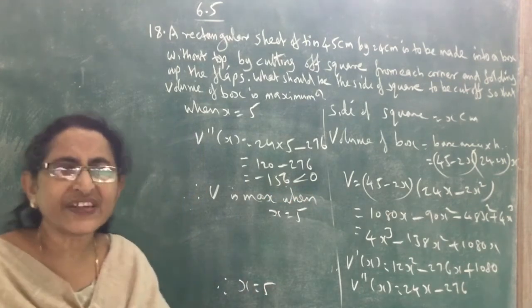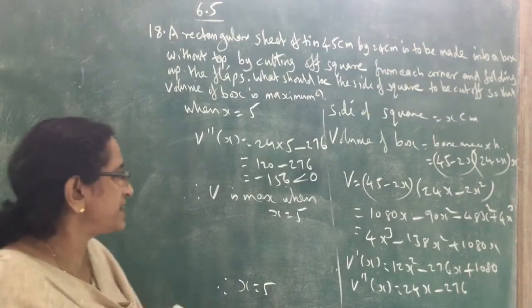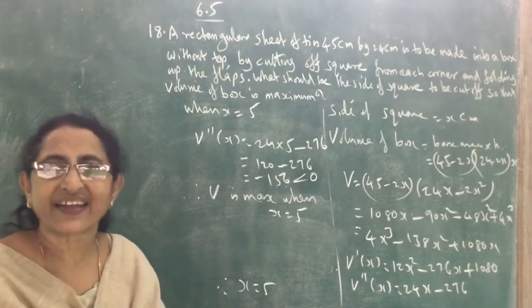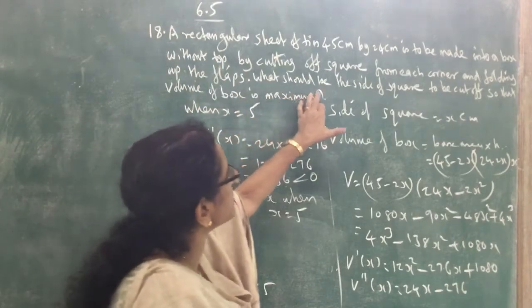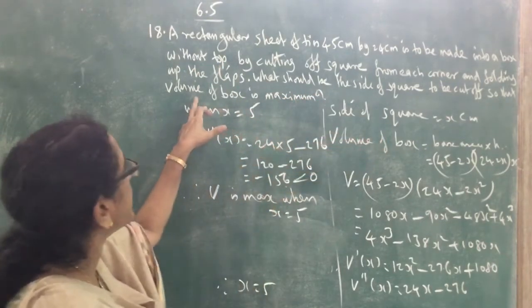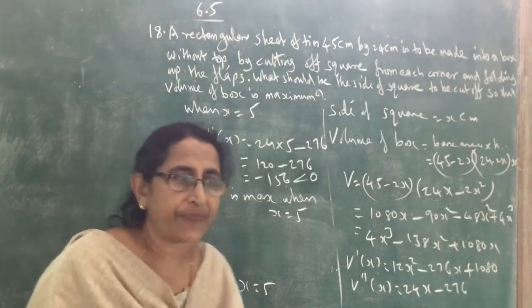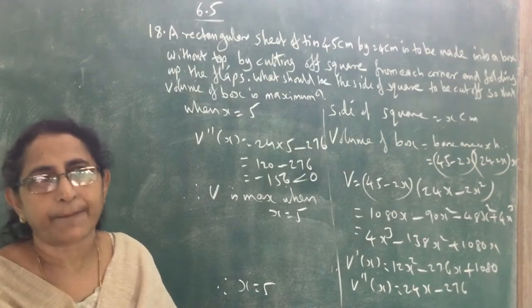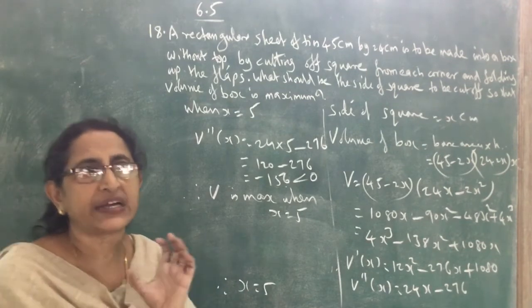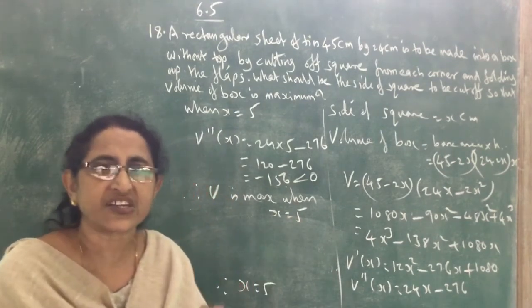So when the side of the square cut off is 5 centimeter, the volume of the box is maximum. That is what we want to find. The question is: what should be the side of the square to be cut off so that the volume of the box is maximum. So that is the answer. When x equal to 5, the volume of the box is maximum, so a square of side 5 centimeter is to be cut off.